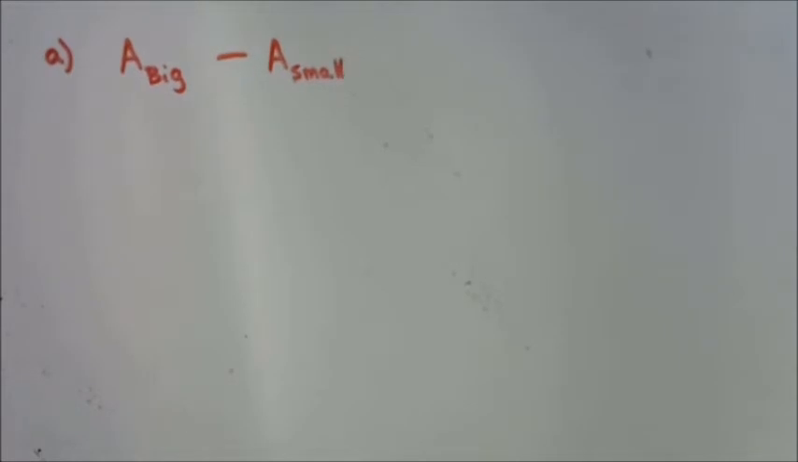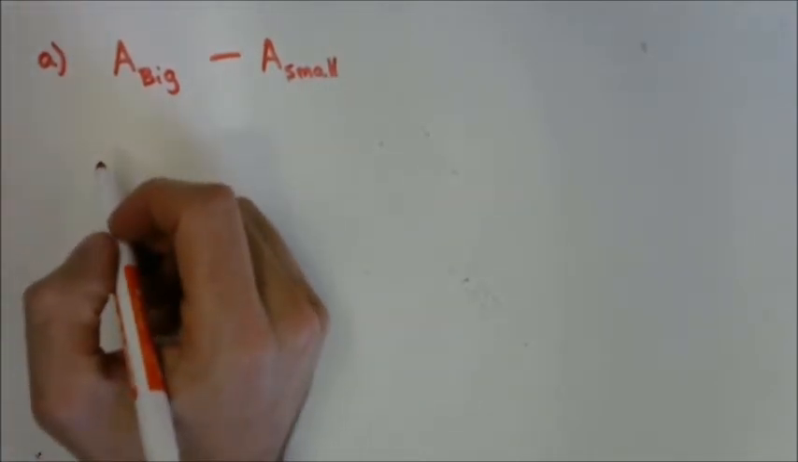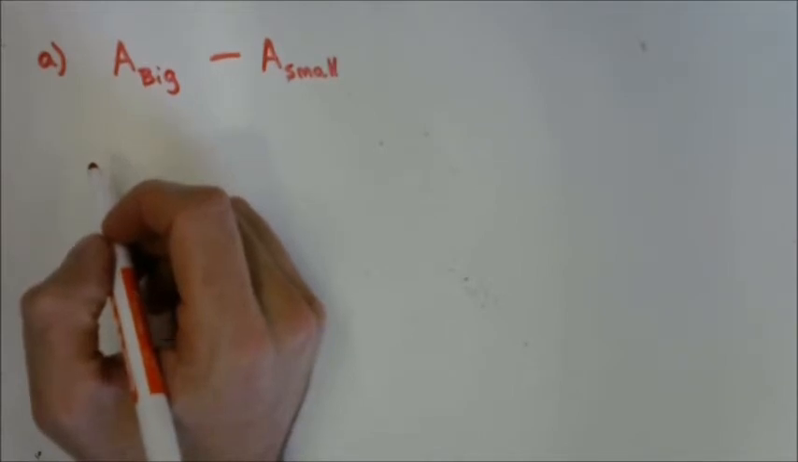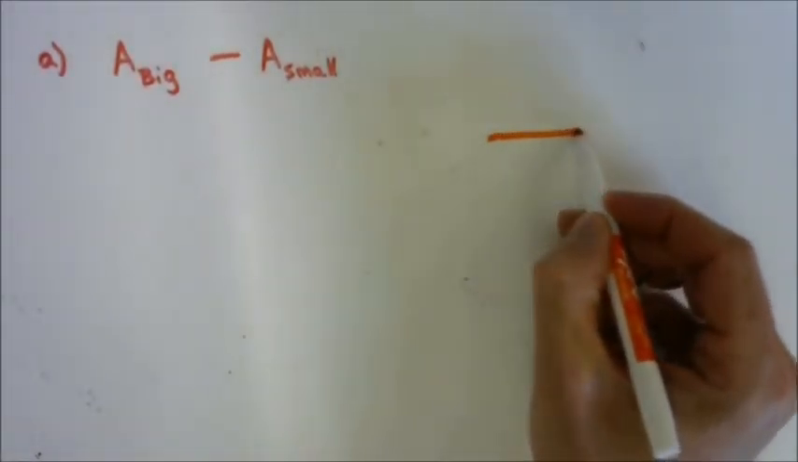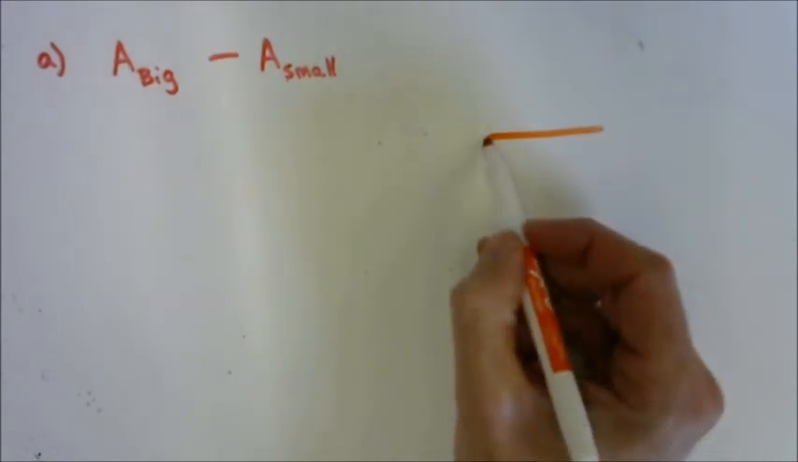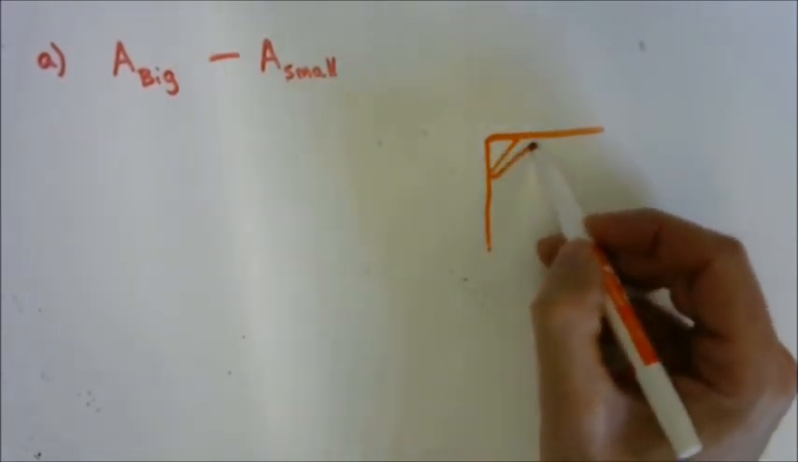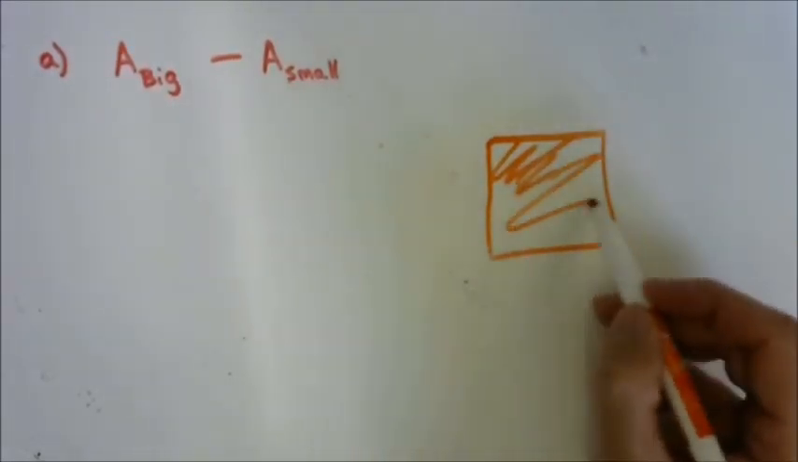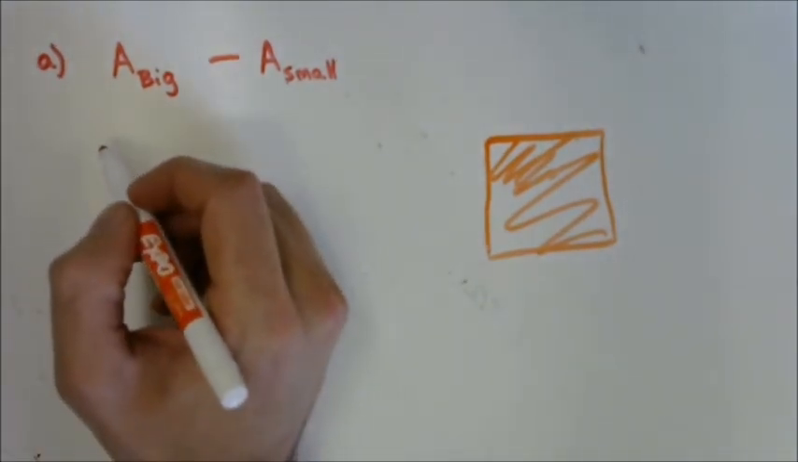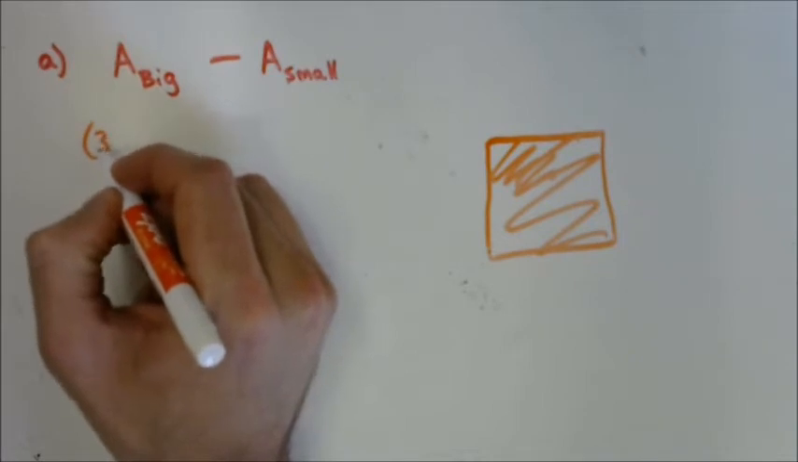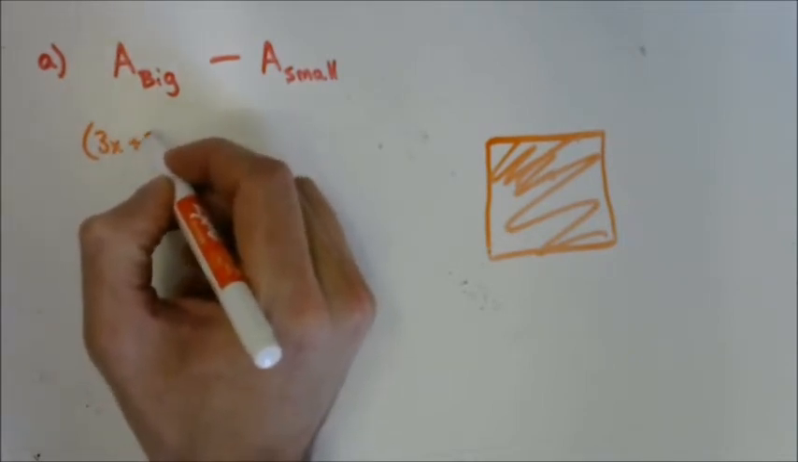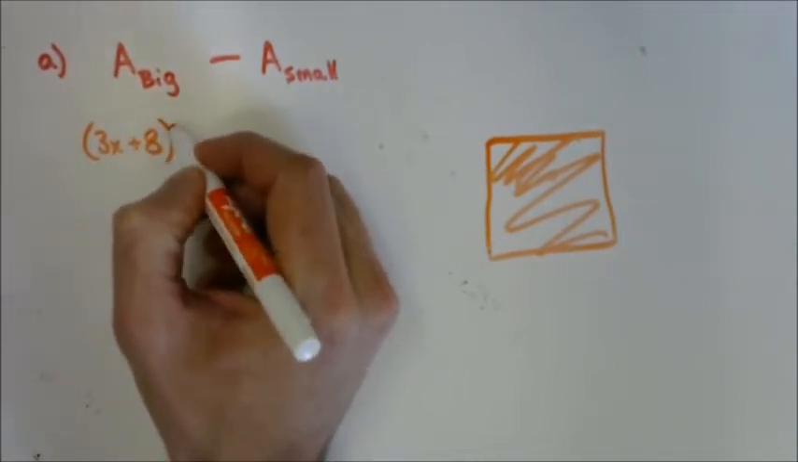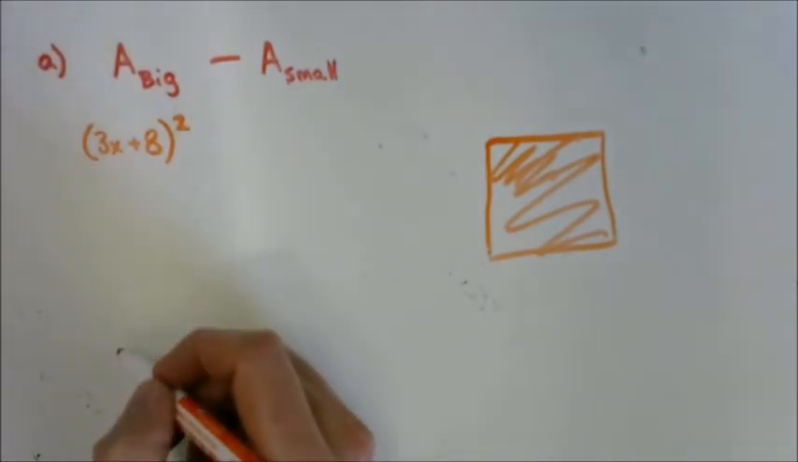The area of the big square, the side length is 3x plus 8. Well, we got a side length of 3x plus 8 and a side length of 3x plus 8. How do we calculate the area of this thing? Yeah, we times them together. What's 3x plus 8 times 3x plus 8? Let's go with 3x plus 8 squared. Yeah? 3x plus 8 times 3x plus 8.